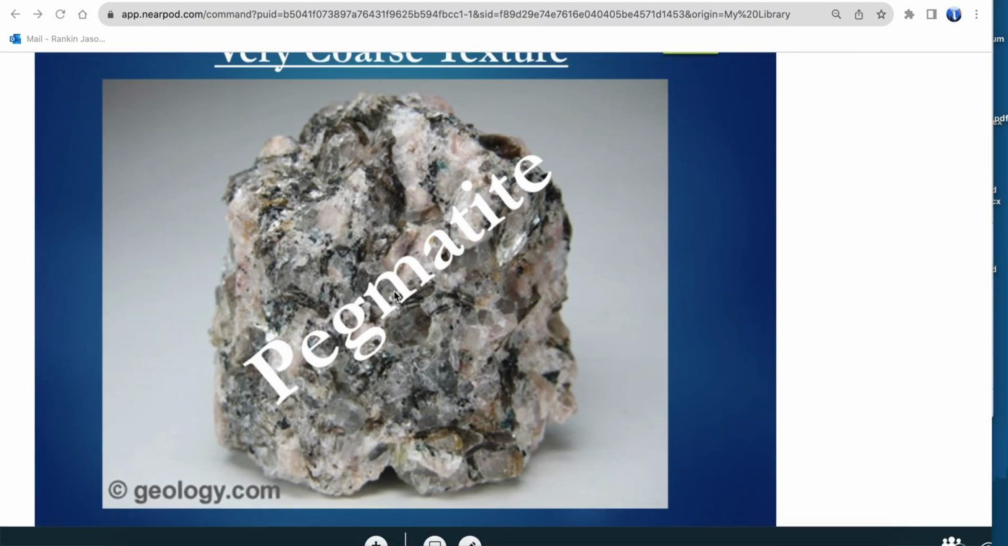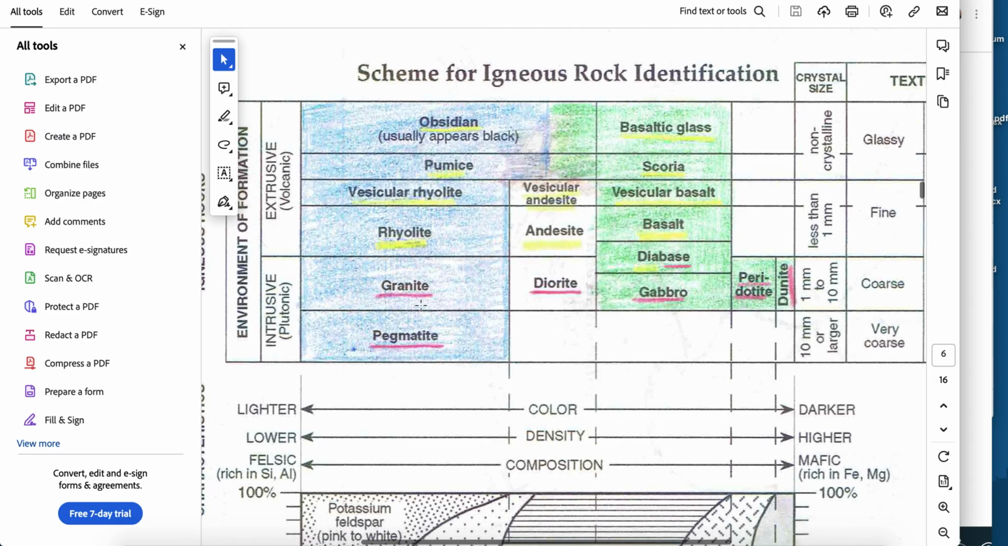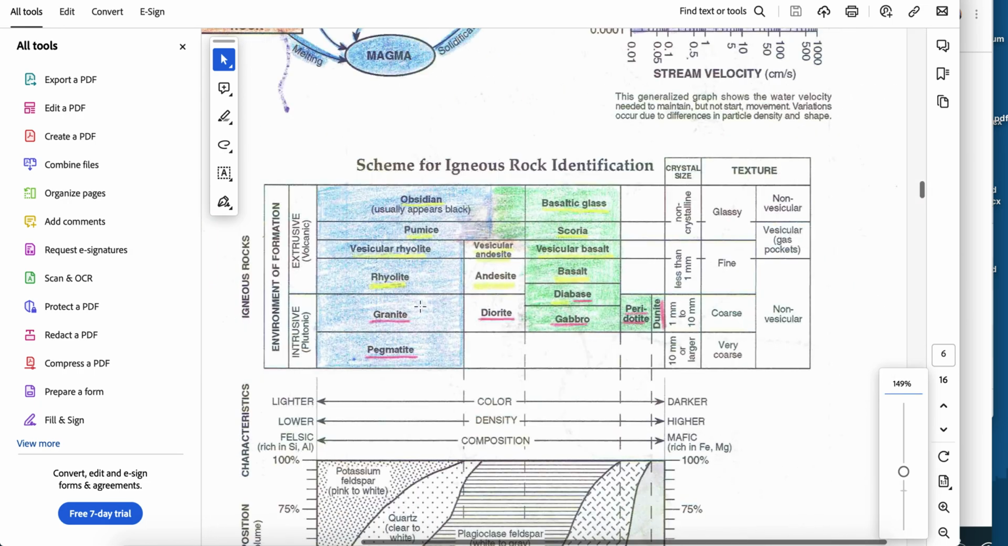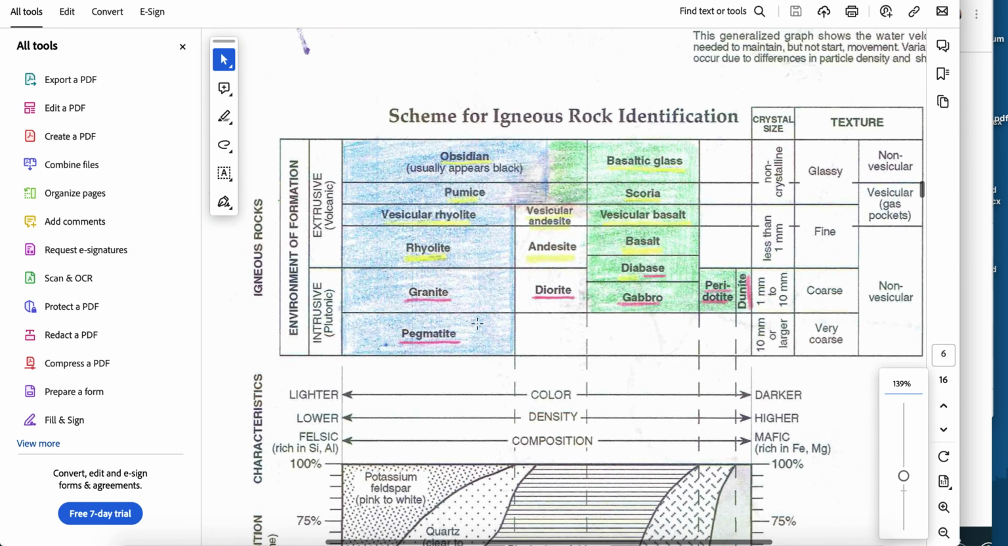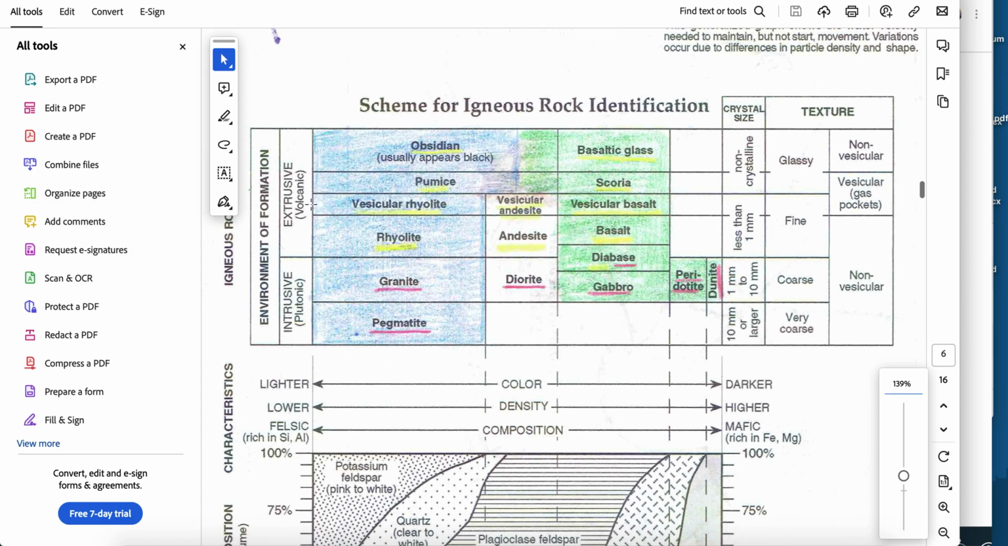All right, and here is what I mean. Okay, let's go with the textures. Pay close attention here. We have our extrusive rocks. Right, our extrusive is from this line to that line, and we bring this across to the other side, and we have glassy rocks. These glassy rocks are non-crystalline. They cooled so fast, they forgot to crystallize. You have your fine textures, less than 1 millimeter.